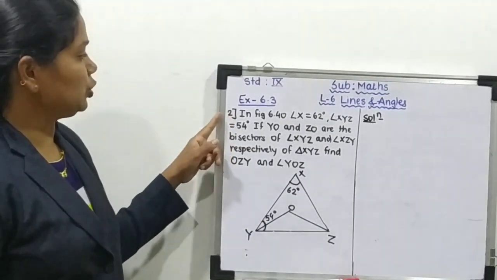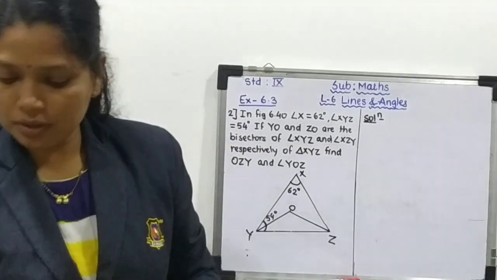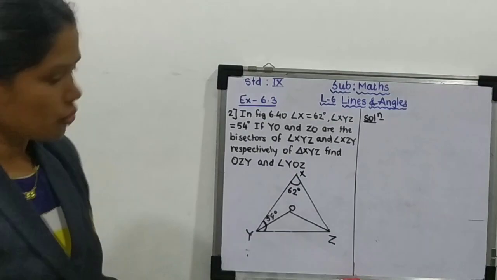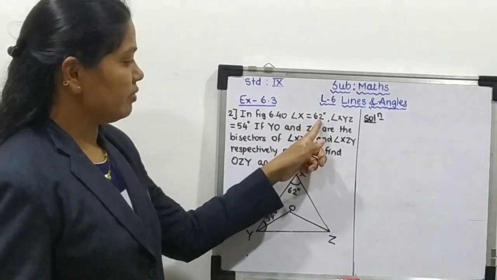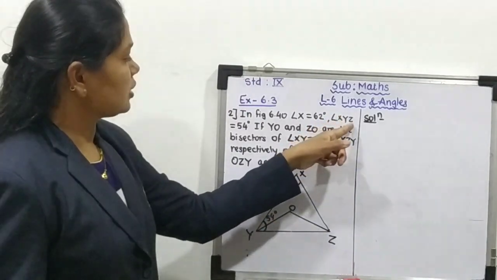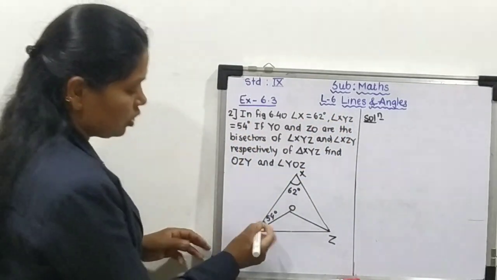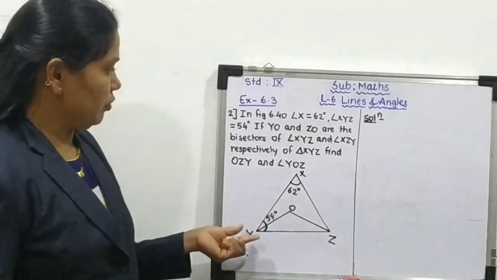Now we will solve question number 2 from exercise 6.3. Third will be the homework for you. So see how to solve this question number 2. Angle X is given 62 degree, I have written here in the figure. Then XYZ is 54 degree, the whole Y, XYZ whole is 54 degree.